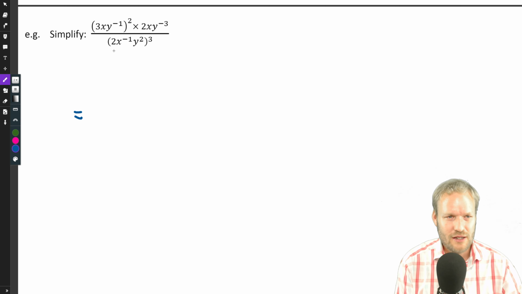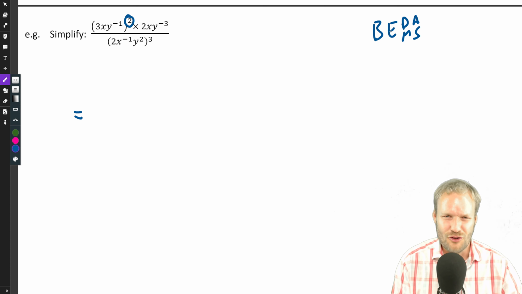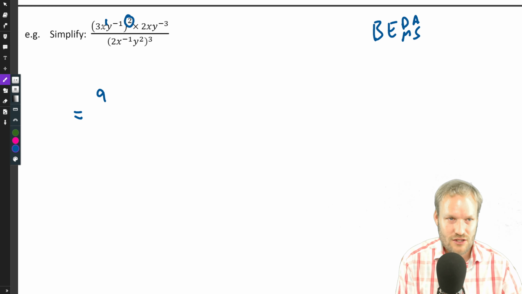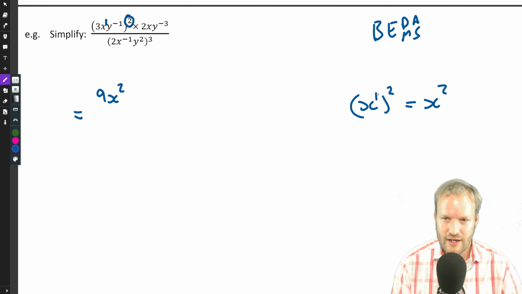So the way I'm going to think about this is I'm going to start with my exponents, because if I remember from BEDMAS, exponents I need to do before division and multiplication in my order of operations. So here I'm going to start with this term here. I'm going to square this bracket. And remember to square the 3. So that's 3 squared is 9. Now we've got x to the 1 squared. Well, that's just x squared, because we can either think of that as x squared, or x to the 1, and we multiply the exponents here. So 1 times 2 is 2.